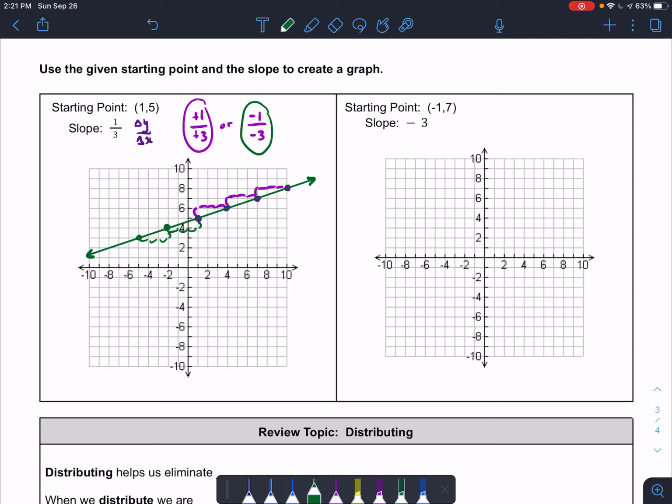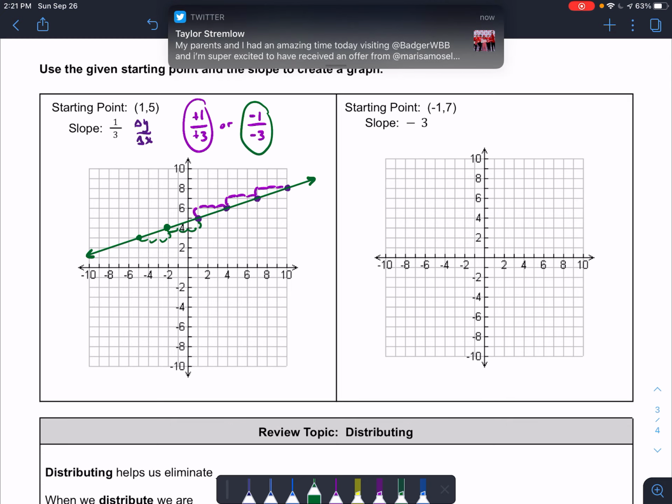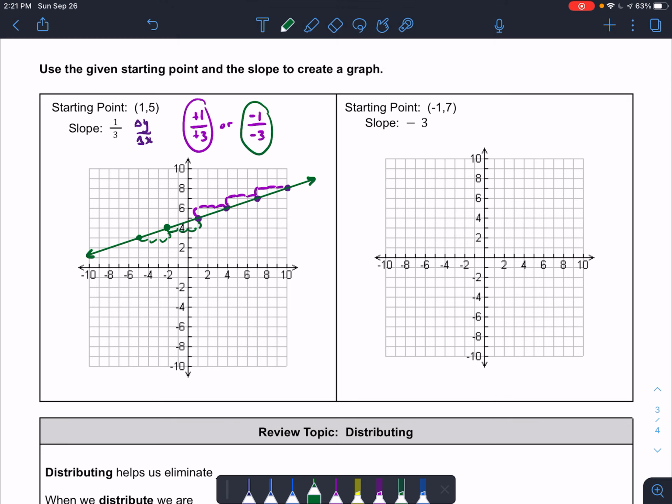So what's the idea when you are doing something like this? Well, what did we do? We need to plot the starting point. And then we use the change in y over change in x to plot more points. Okay? All right. So that's the new stuff.